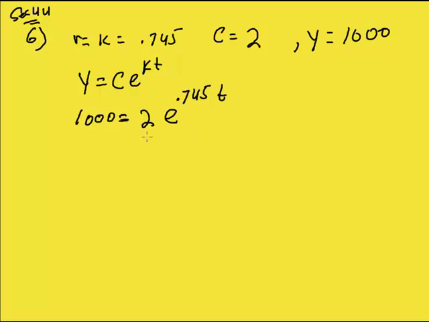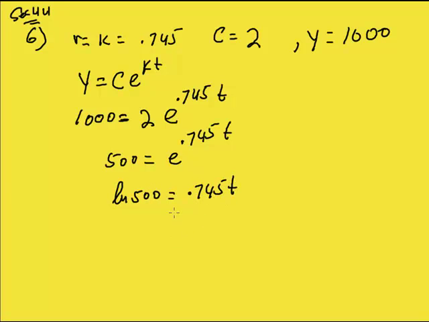Of course, when I divide by 2, I get 500 is equal to e^(0.745T), and I'm going to ln both sides. I'm going to have ln of 500 on the left side is equal to 0.745T. Then I'm going to divide both sides by 0.745, so my T is equal to ln of 500 over 0.745. Since they told me these are hours, I have to put in hours.